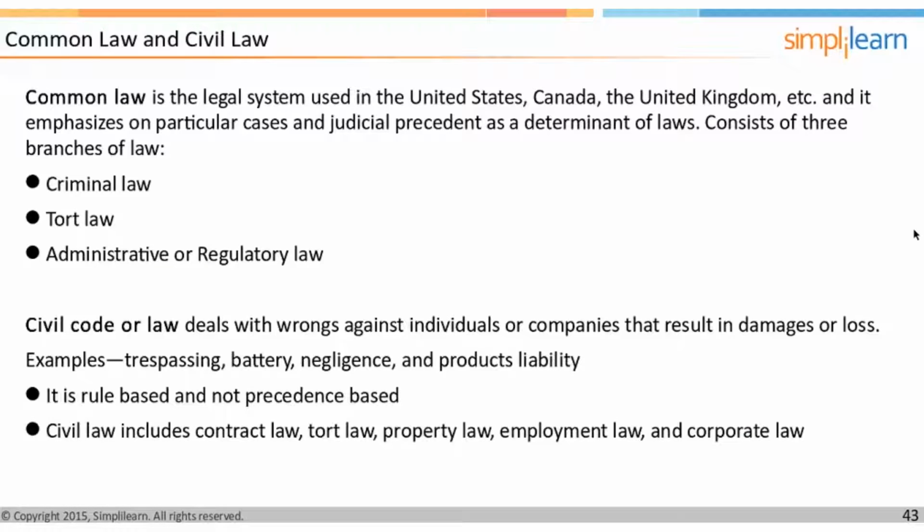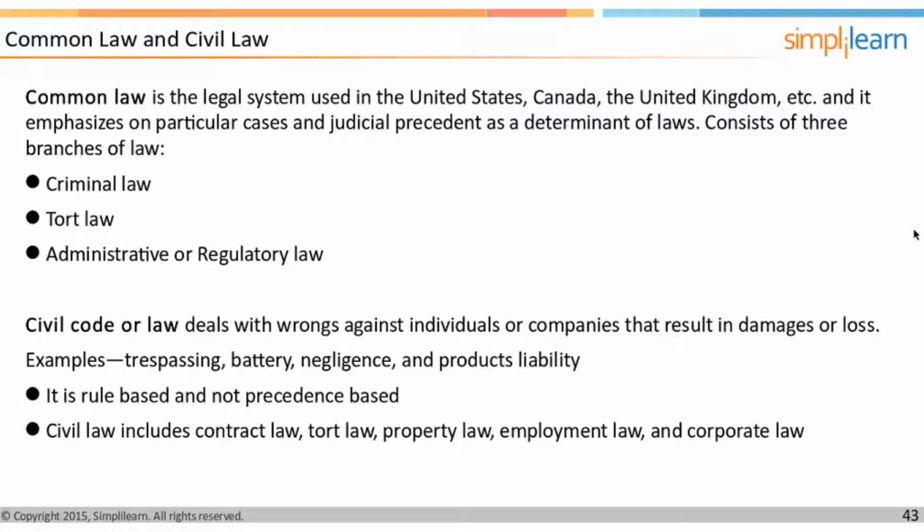So the criminal law deals with wrongdoing in the society, right? Things like murder, theft, robbery, all those things come under criminal law, right? The punishment is usually jail time and probably some fine in this case, right? So that's dealt with criminal law.